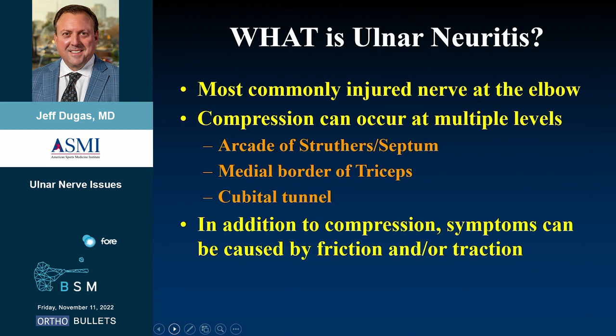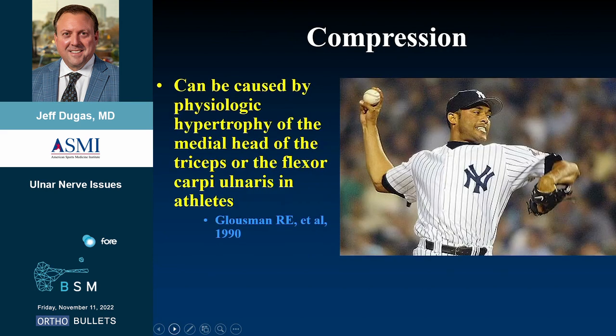So, what is ulnar neuritis? The most commonly injured nerve at the elbow. Compression can occur at multiple levels: the arcade of Struthers, the ligament of Osborne, the medial border of the triceps. And in addition to compression, symptoms can be caused by friction and/or traction.